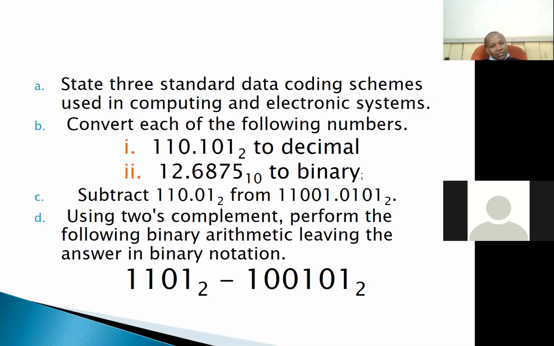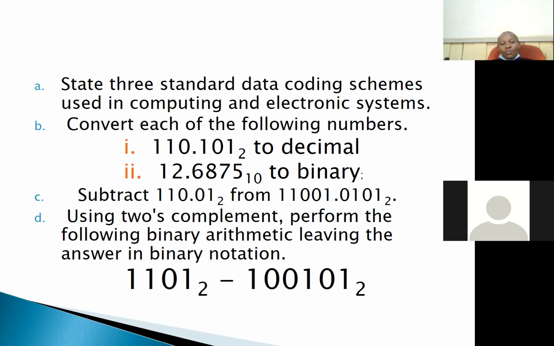Question 2 on the same issues to do with converting 12.6875 base 10. The candidate here should be able to convert either using the place value method or the long division method. You will convert 12 and give the binary equivalent of 12.